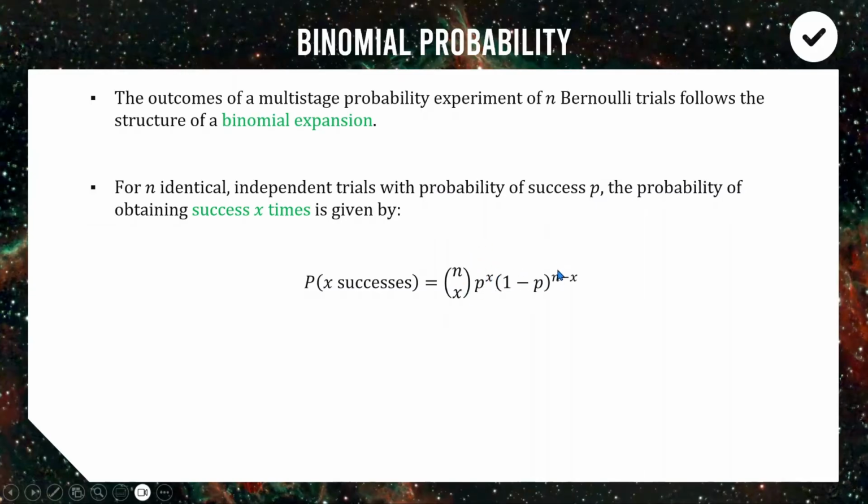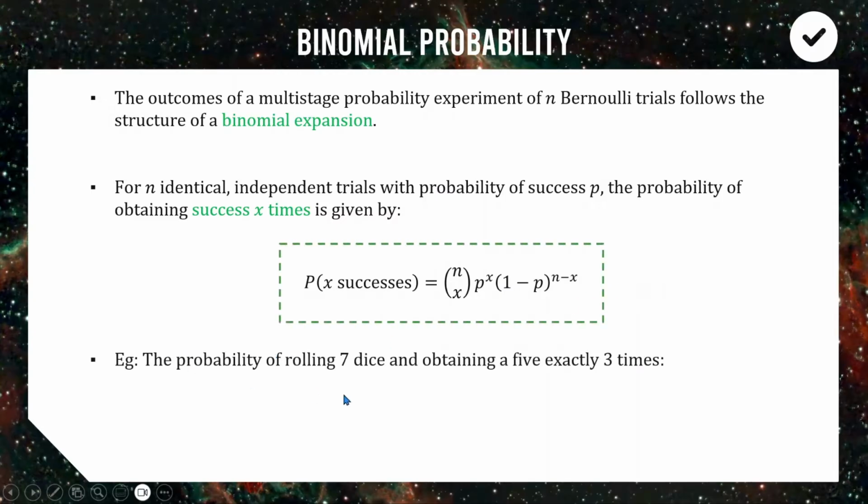And so failure must make up the rest of the trials, and then we multiply that by how many times the successes can be arranged in n total trials. If that makes no sense right now, don't worry. Once we do a few examples, you know exactly what I'm talking about. Here's a quick one to start us off.